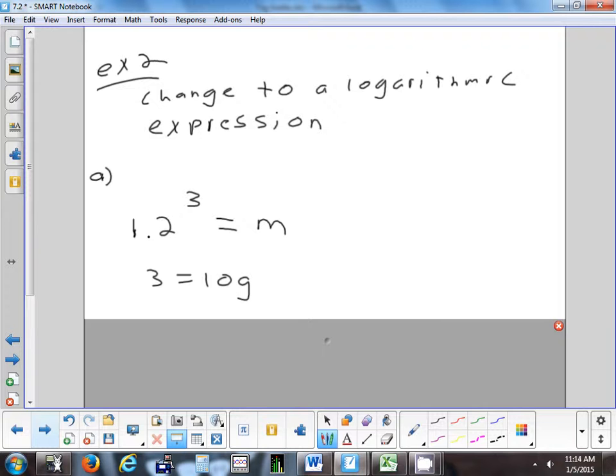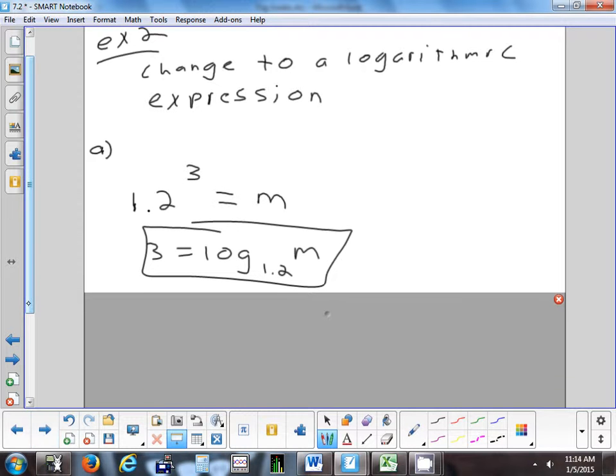Tom, what's my base here? Yeah, 1.2. That's the number that's below the exponent. So log base 1.2 of, Brandon, what's the only thing I haven't used? M. That's it. Any question on that one? So where this is eventually going to be used is to try to solve for M or something like that.